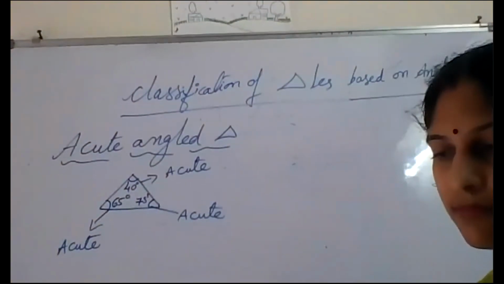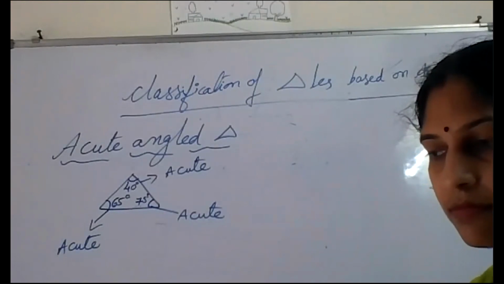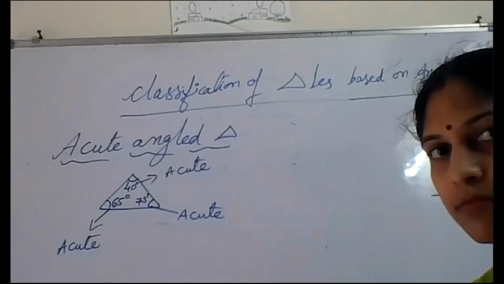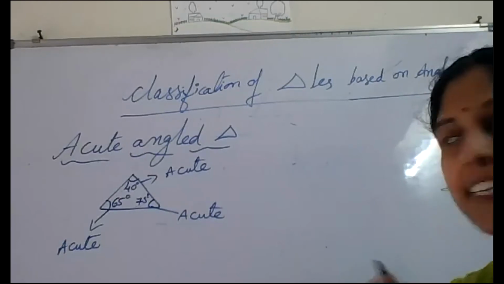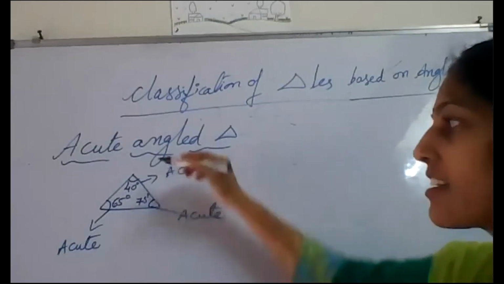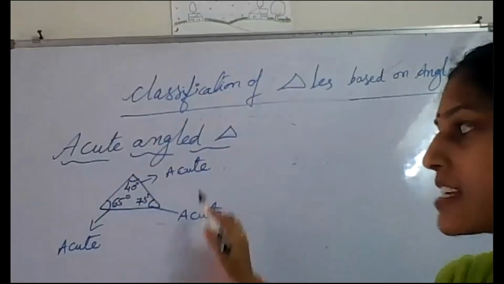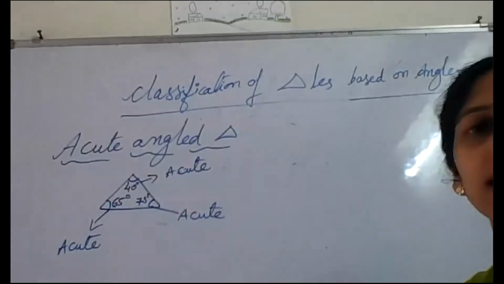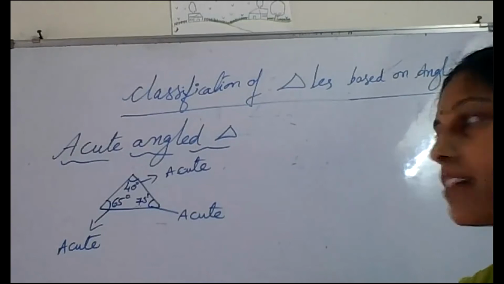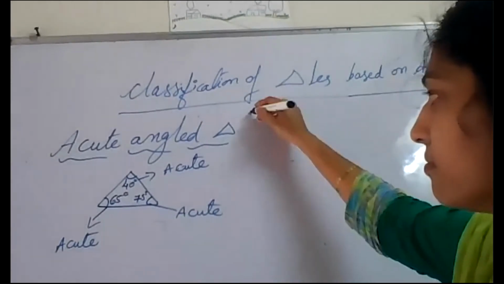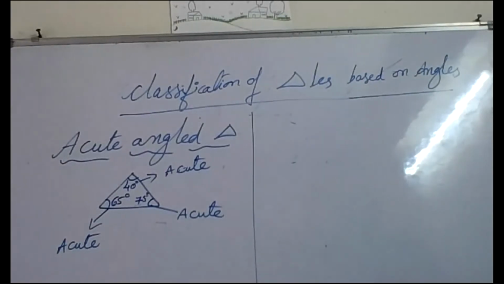I understood that a triangle having angles less than 90 degrees is called an acute angle triangle. If we add all the angles, it should come to 180 degrees. Am I right, ma'am? But you said only one angle; every angle should be acute, every angle should be less than 90 degrees. Acute angled triangle means all three angles should be less than 90 degrees, and if we add them, it should come to 180 degrees.